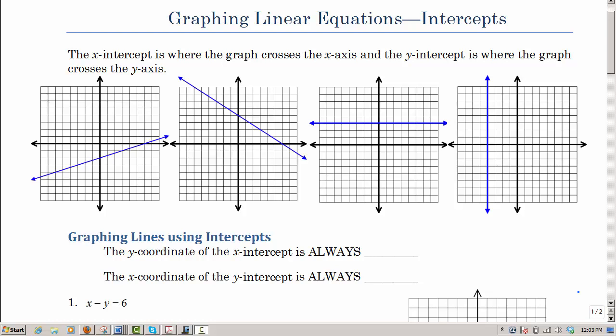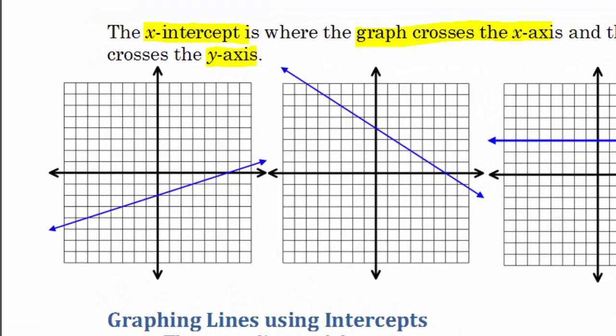Another way to graph lines would be to use intercepts. So in order to use intercepts, we have to know what an intercept is. The x-intercept is where the graph crosses the x-axis, and the y-intercept is where the graph crosses the y-axis. So let's just take a minute and look at these graphs.